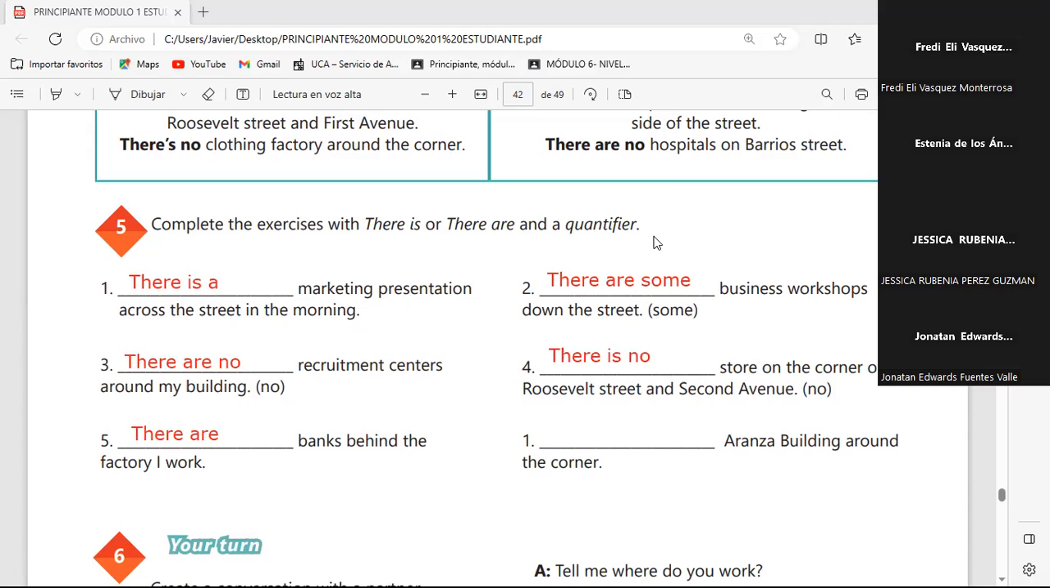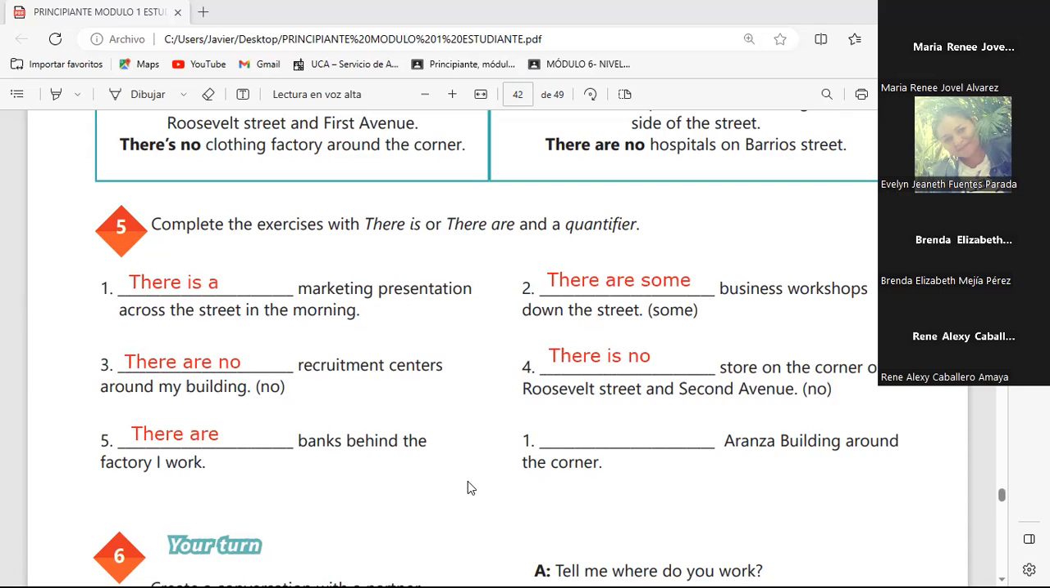So now Aranza building around the corner. Aranza building, right? So there is a or an. Can you help me, Evelyn? Please. There is a, an, or there are. Miss Fuentes? There is. There is. Very good. Thank you. The princess is crying. Okay, good.